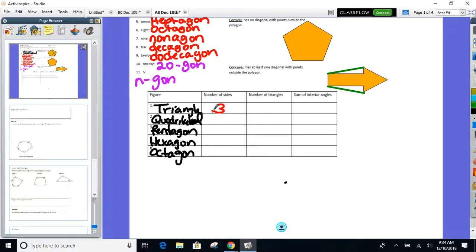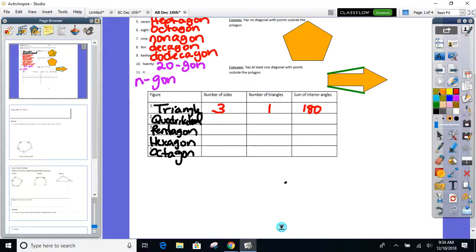Now it says number of triangles formed. Well, for the triangle, there's only 1. And what's the sum of the interior angles? 180, right? That's not too bad. We don't learn much from that. Okay, let me do quadrilateral with you, and then you and your group do pentagon, hexagon, octagon.